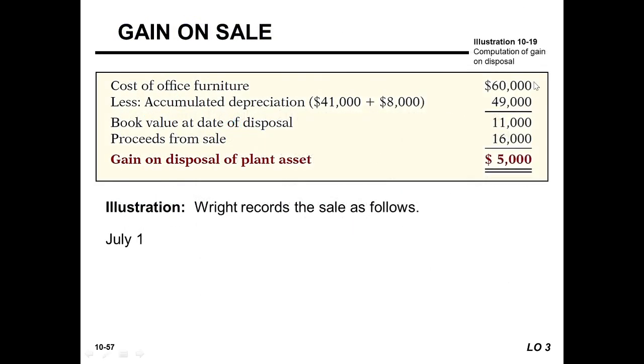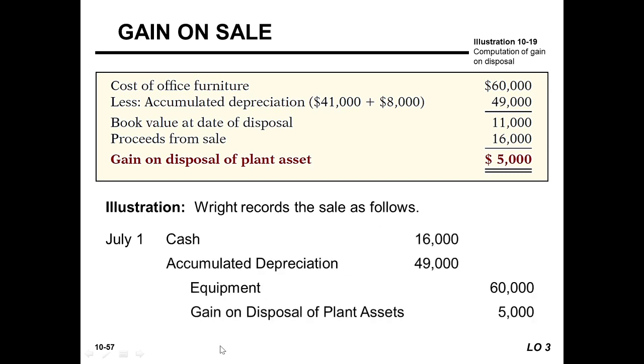Cost of office furniture, $60,000. Already we have seen the cost of office furniture is $60,000, less accumulated depreciation in total. That means $49,000. So this is the book value at the date of disposal. When we dispose of this machine, we get this amount.